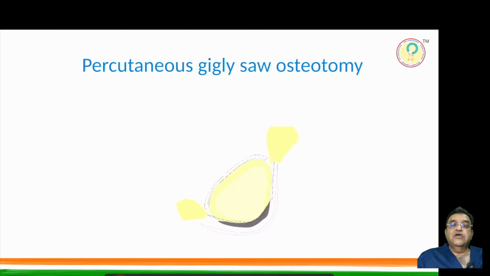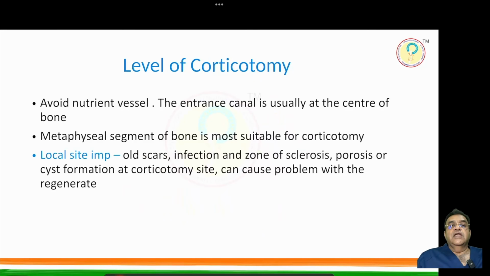So once you cut it, you have to protect the other side with the periosteal elevator, otherwise it can cut through the skin. Now what should be the level of corticotomy? You have to avoid the nutrient vessel. The entrance canal is usually at the center of the bone. Metaphyseal segment of bone is more suitable for the corticotomy.